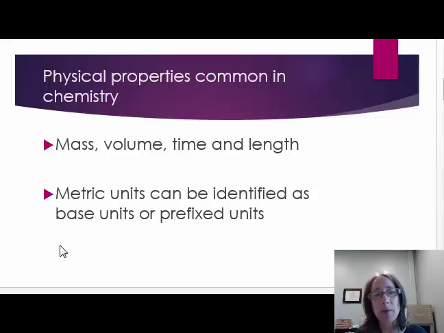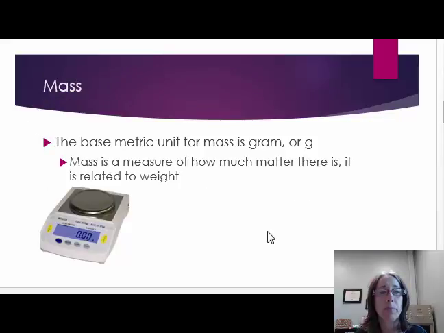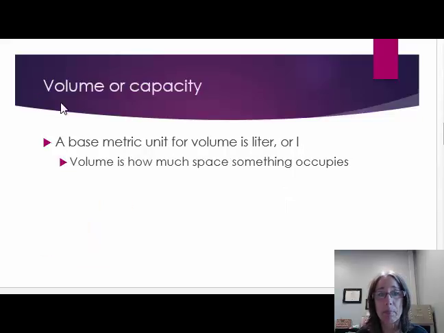Metric units can be classified as base units or prefixed units. The base metric unit for mass is gram, symbolized by lowercase letter g. Mass is a measure of how much matter there is. Although weight is different than mass, the two are related and we can use them interchangeably in this class. Just for context, the mass of a paperclip is approximately 1 gram.